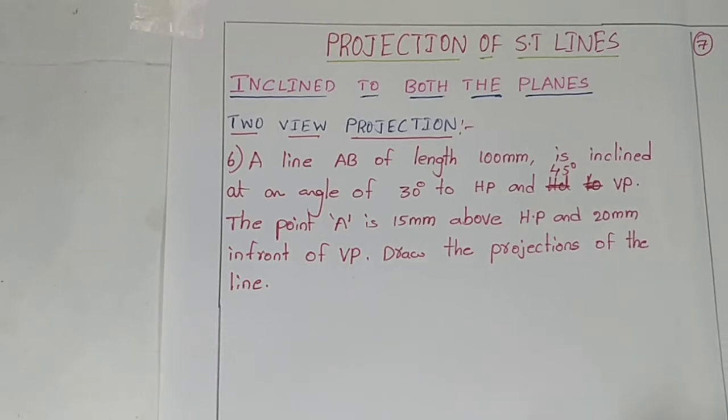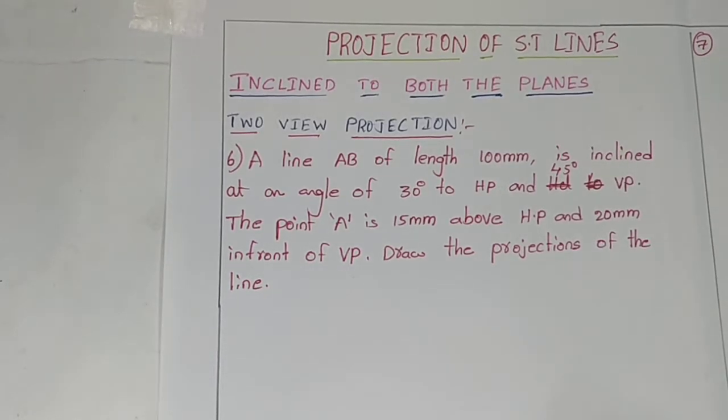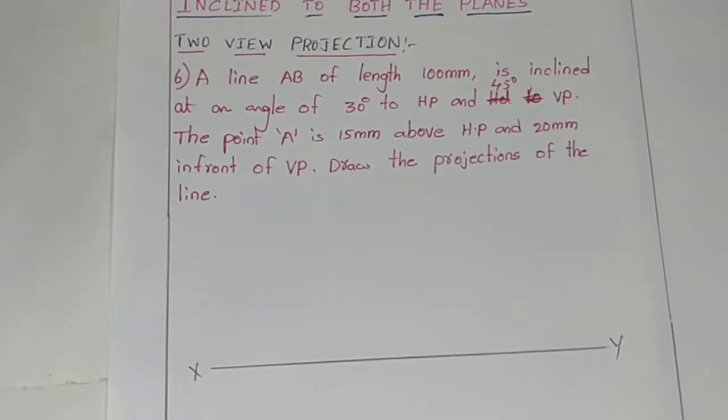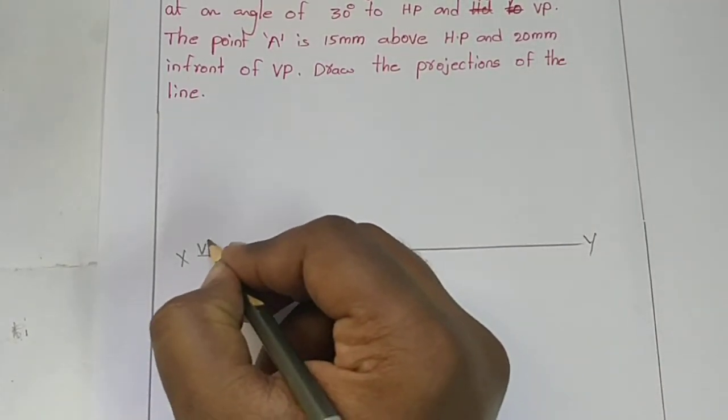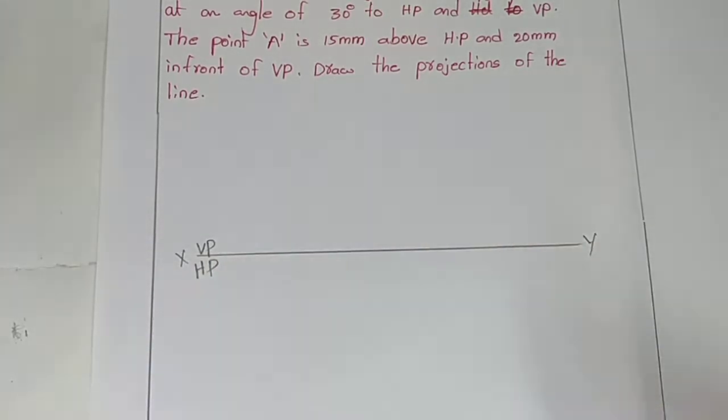It is XY and above HP and in front of VP. Above HP and in front of VP. It is the first quadrant.